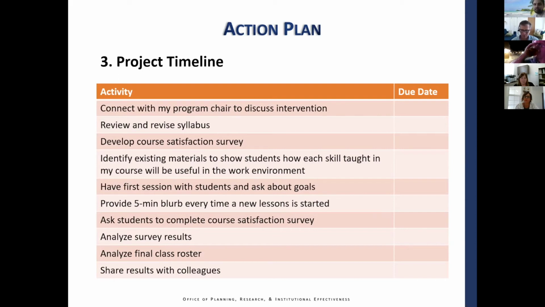Then I have analyzed my survey results. Then I'm going to analyze the class roster, because at the end I want to identify if I really was able to move the needle. Did I keep more students that want to, than the ones that I usually keep or not? And then I'm going to share my results with colleagues.